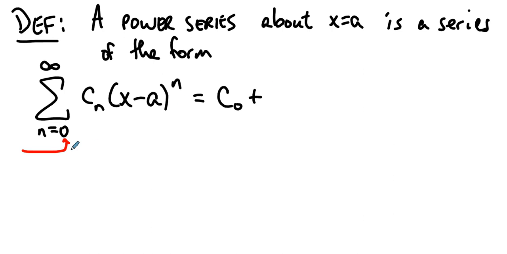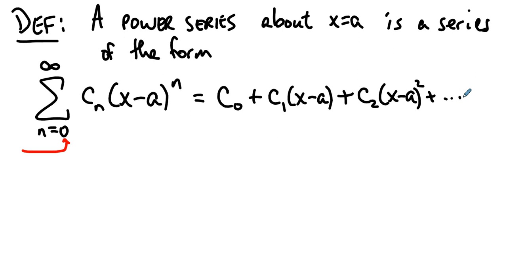Plus, if n is 1, there's some number times x minus a to the first. And if n is 2, there's some number times x minus a squared. And it just keeps going. It's like a polynomial, but it doesn't stop. Can't stop, won't stop. The number a is called the center for reasons that will be clear. And all of these c sub i's are real numbers.